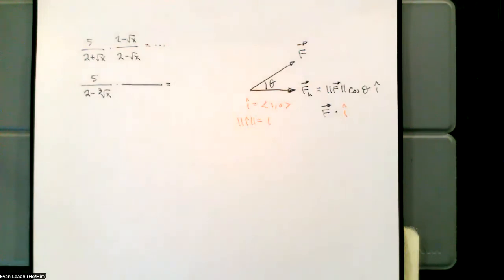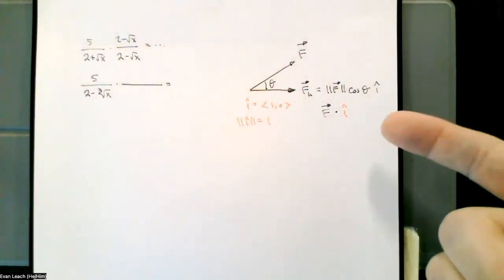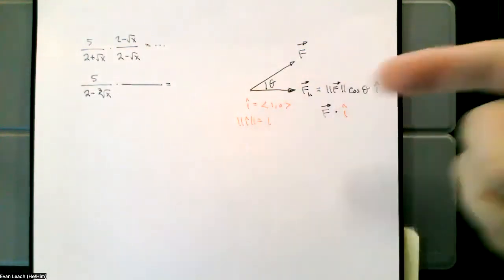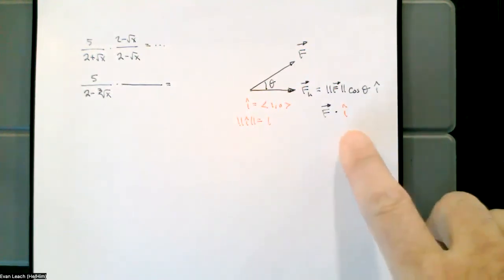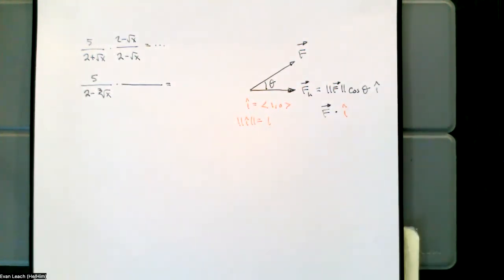Looking ahead, the other reason that I want to emphasize this dot product, just how much of this one vector is going in the direction of the other vector, is that the dot product is a kind of multiplication. And this is a calculus class. One of the other big questions of calculus class is integral stuff. And integration is just multiplication where one of the factors is continuously variable.